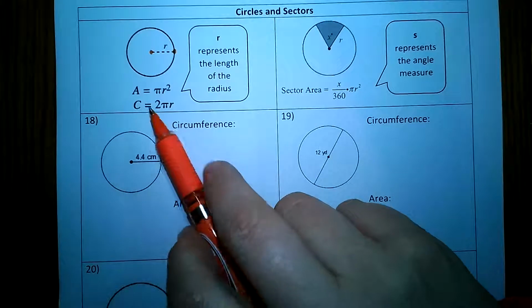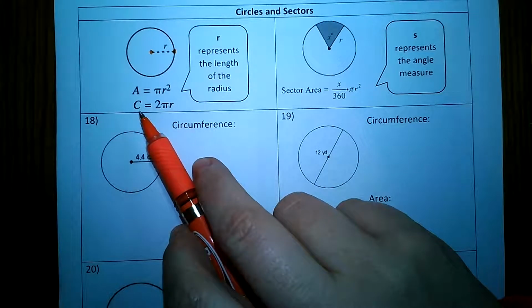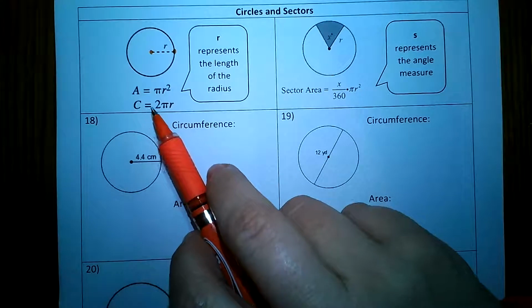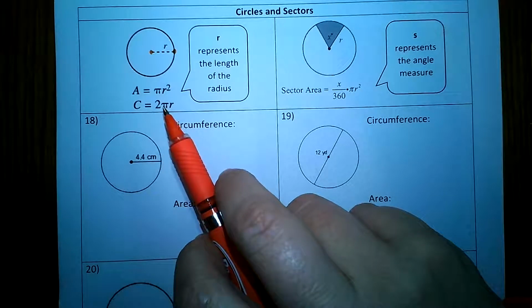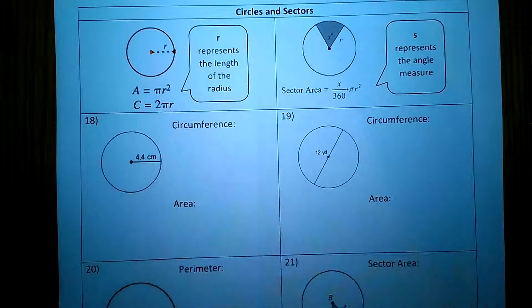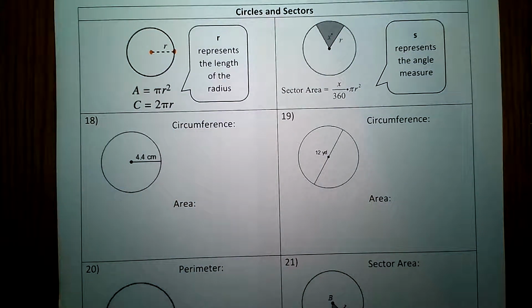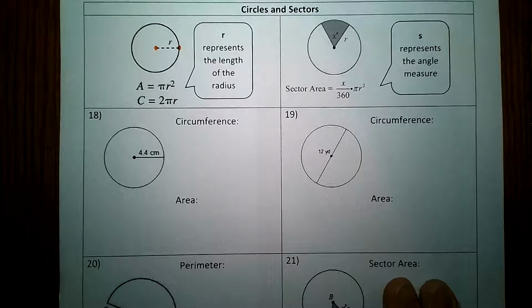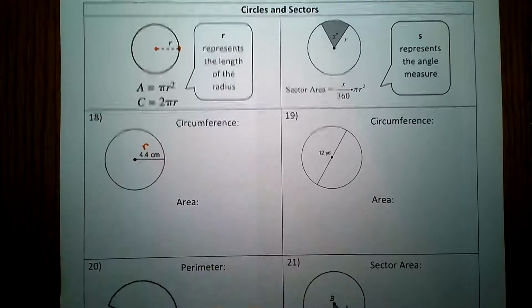Circumference is kind of like perimeter, but when we're talking about circles, we call it the circumference. And the circumference is equal to 2 times pi times the radius. Okay, so let's try example 18 here, and we're going to find the circumference and the area of this circle. The 4.4 represents the radius.